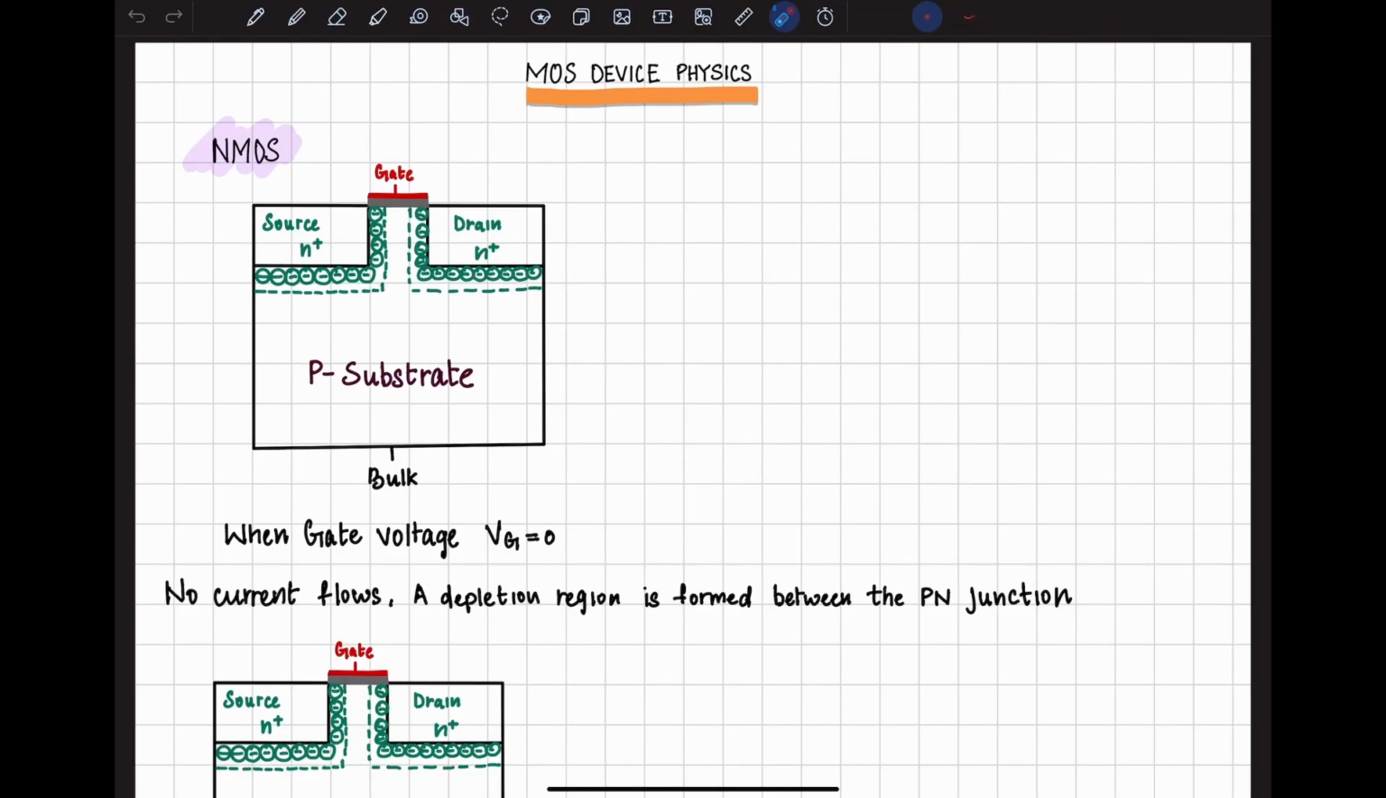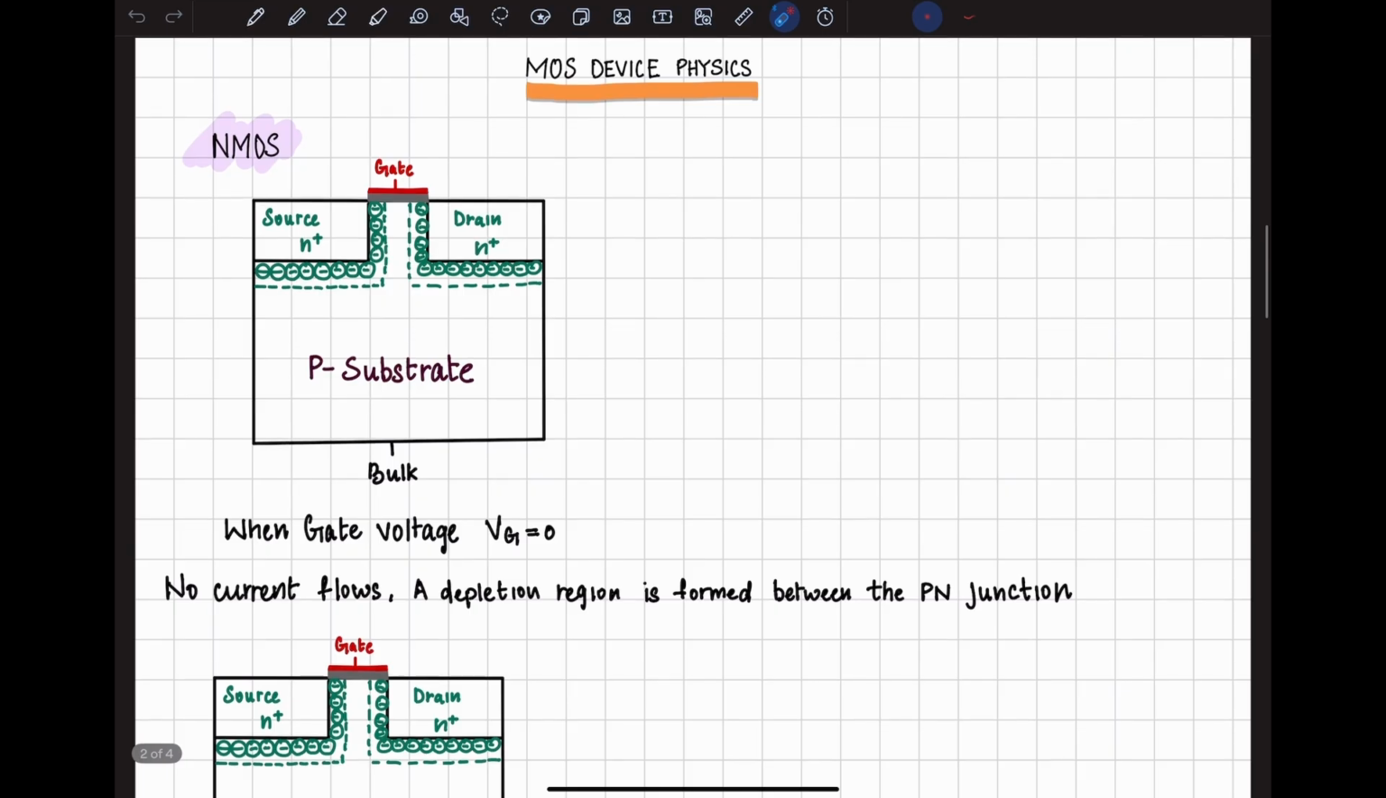Today we are going to discuss MOS device physics. A MOSFET is a four-terminal device with the terminals being source, drain, bulk and gate. A MOSFET has two heavily doped N regions and a heavily doped polysilicon layer which is placed over silicon dioxide.